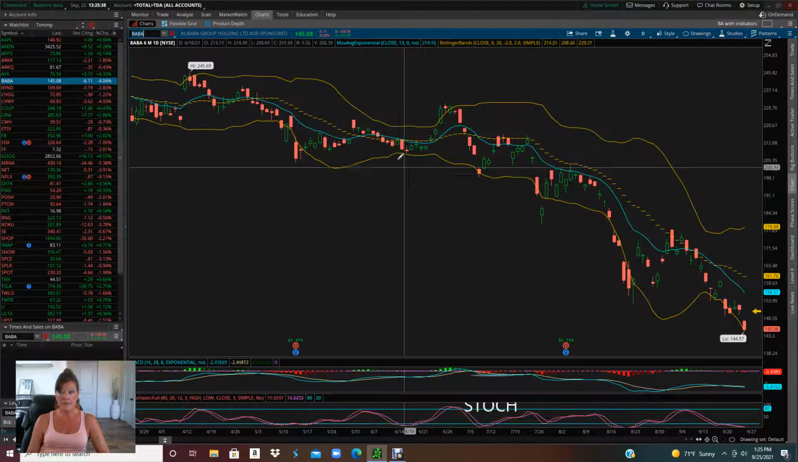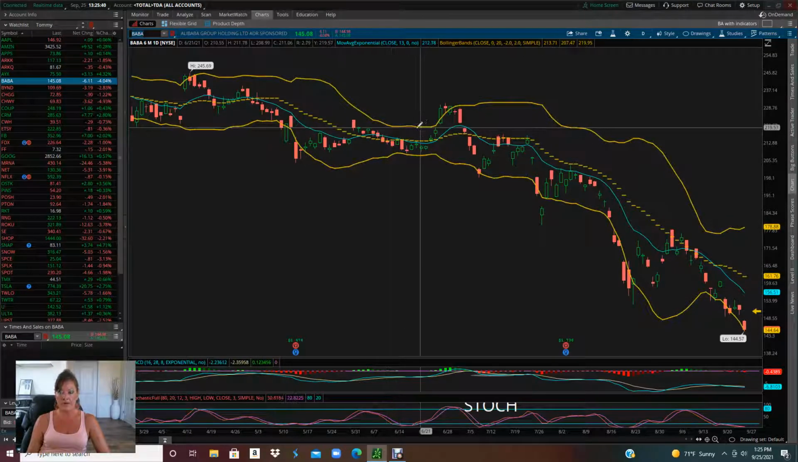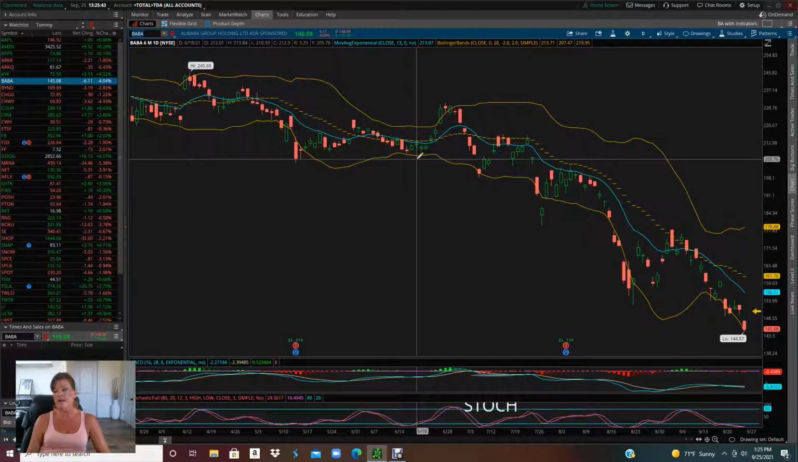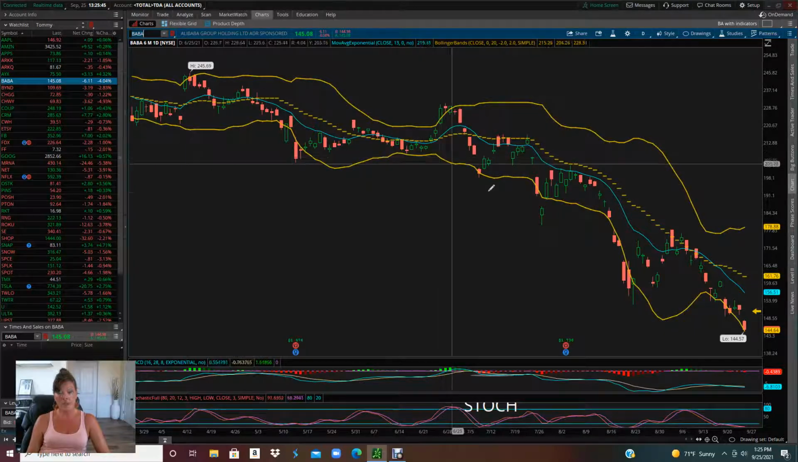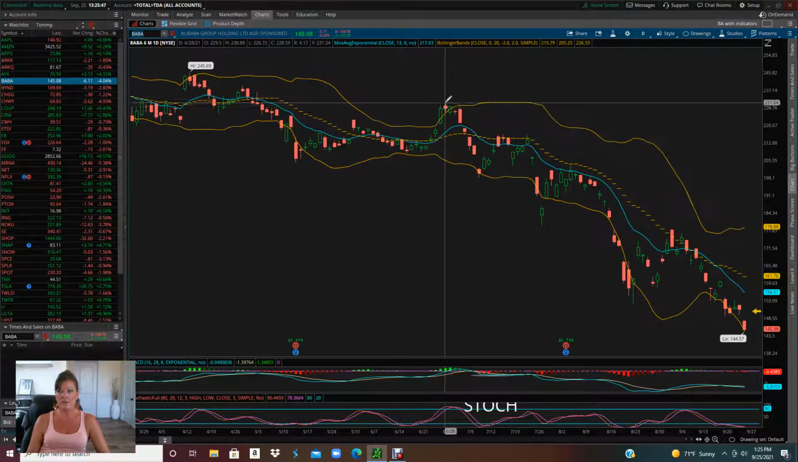When the Bollinger Bands get real tight, they're pretty much flat. The upper Bollinger Band and lower Bollinger Band are flat. It could either go up or it could go down. And this time right here, it went up.